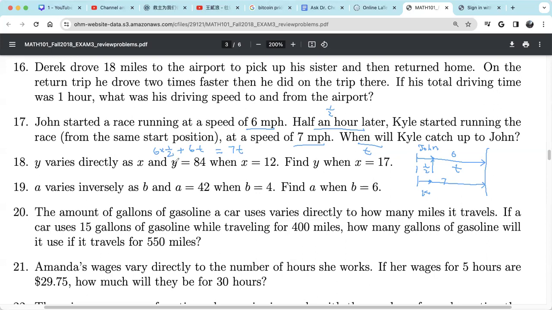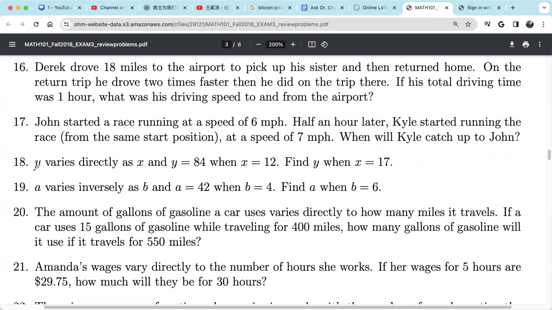6 times half is 3. We just move 6t to the other side. 7t minus 6t is 1t. So t equals 3, which means after 3 hours, Kyle will catch up to John. That's it. t is 3 hours. So basically, with these word questions, we just make equations based on the context.